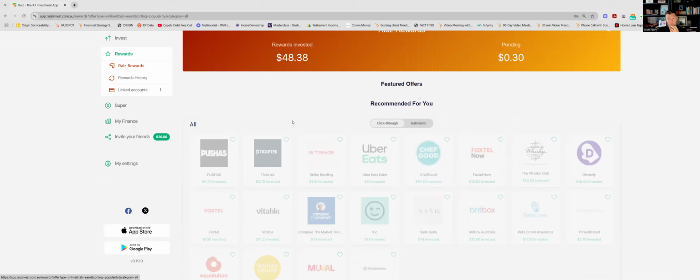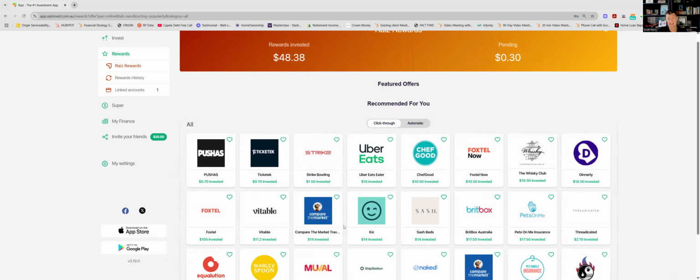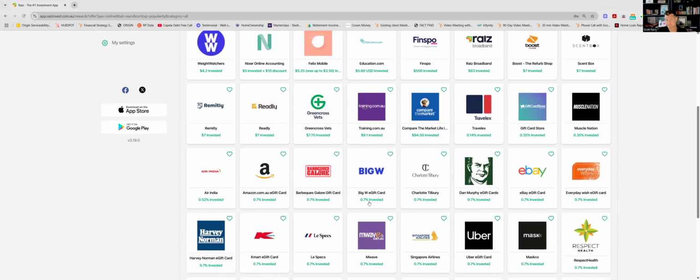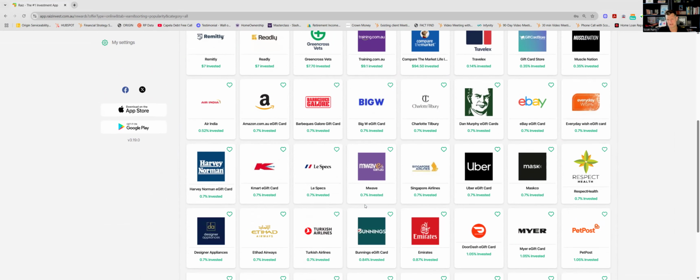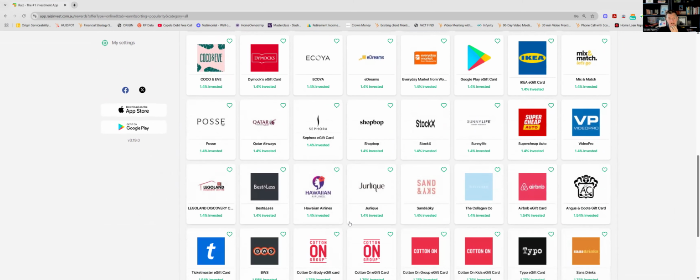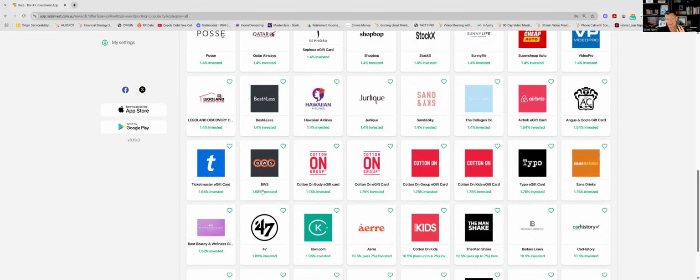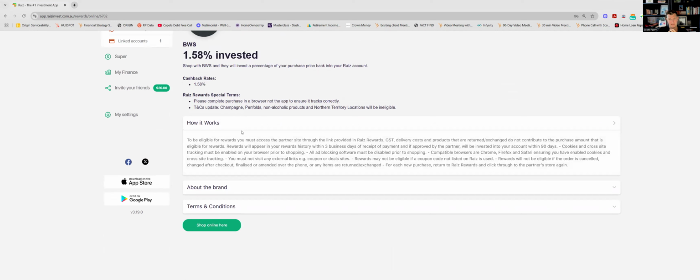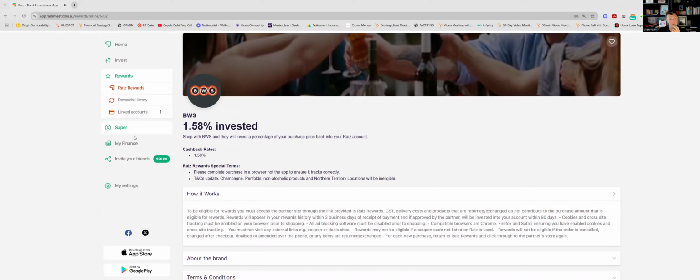What I really like is rewards as well, where every single time you're spending at shops or places like Big W, you buy a gift card with it and they'll invest 0.7% of that gift card. So it's basically cash back in a way, but it's actually being invested. Kmart, Harvey Norman, JB Hi-Fi, there are so many stores here. Every time you're spending at BWS, you're getting 1.58% of that invested. So whether or not you're using Raiz for the roundups, you're actually getting cash back for all of your spending.